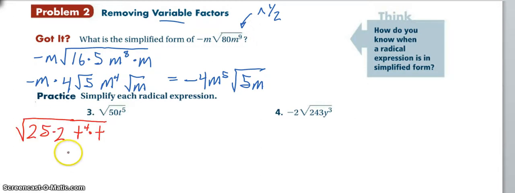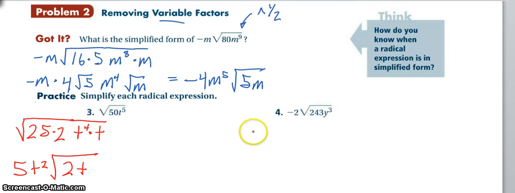Alright, on number 3, I'm going to show this in a little bit nicer of an order. Let's take everything out of the radical that we can first. So I can take the 25 out and just call that 5. And then I can take t to the 4th out, and again we chop the power in half, and it's just t squared. Now let's leave everything that stays under the radical, so the 2 stayed under, and the other t stayed under.